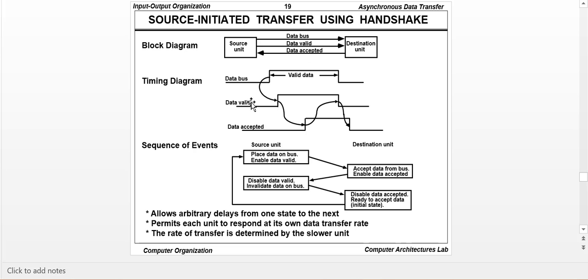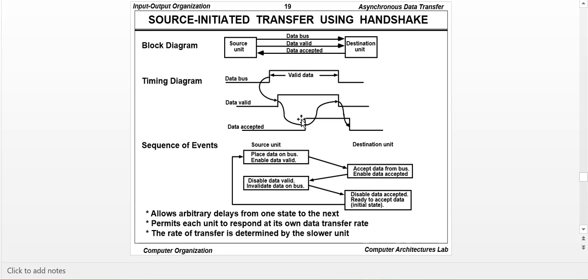Okay. So you will see the same example where the source unit places a write instruction. So the source is CPU and the destination is memory. The source CPU is trying to write some data into the memory unit. Okay. So it places some data in the data bus. First data is placed in the data bus and after a delay the data valid signal is enabled, informing the destination unit that valid data is placed in the data bus.